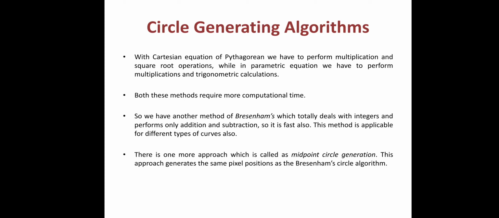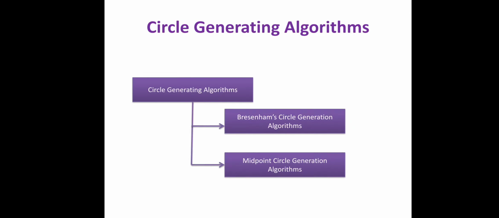Then there is one more approach apart from Bresenham's. It is called the midpoint circle generation algorithm, and this algorithm generates the same pixel positions as the Bresenham circle generation. Only some midpoints we are using to draw the circle. So, Bresenham circle generation is a very important topic of circle generation, and we will cover these circle generation algorithms, that is Bresenham's and the midpoint circle generation algorithm, in our next lecture.